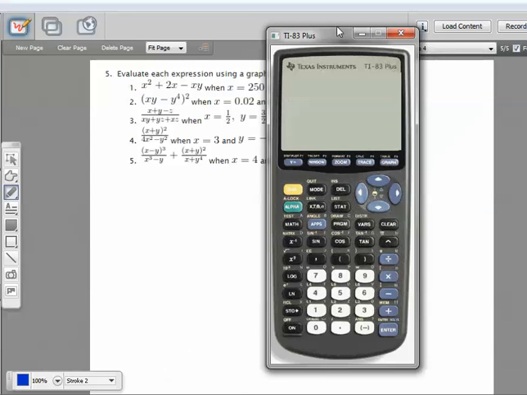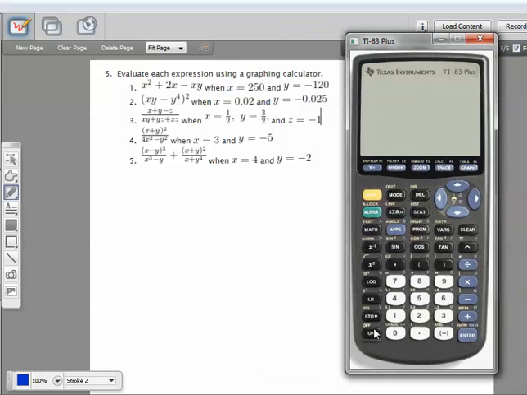So I'm going to go ahead and bring up a graphing calculator right here. And let's just make sure that we type everything in appropriately. So parentheses are very important when we're working with our graphing calculator. So using substitution, I'll get 250. And I'm going to make sure that 250 is inside parentheses when I work here.